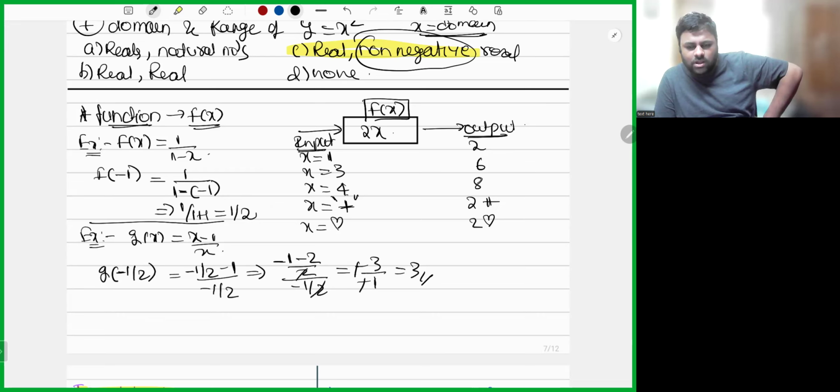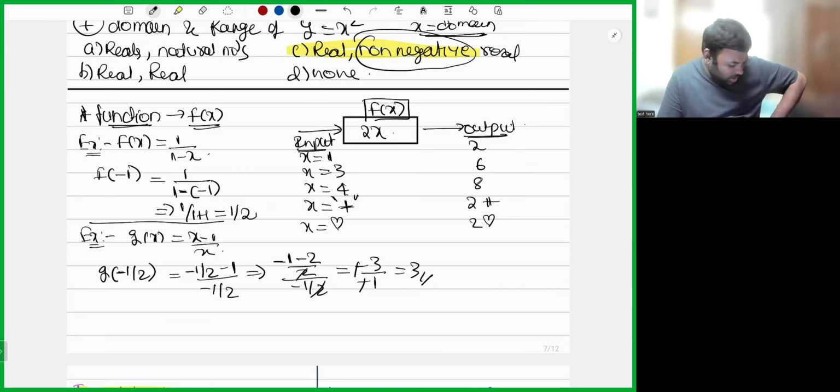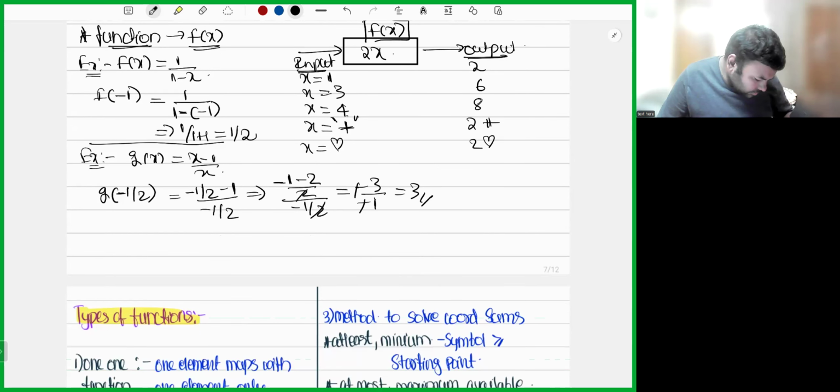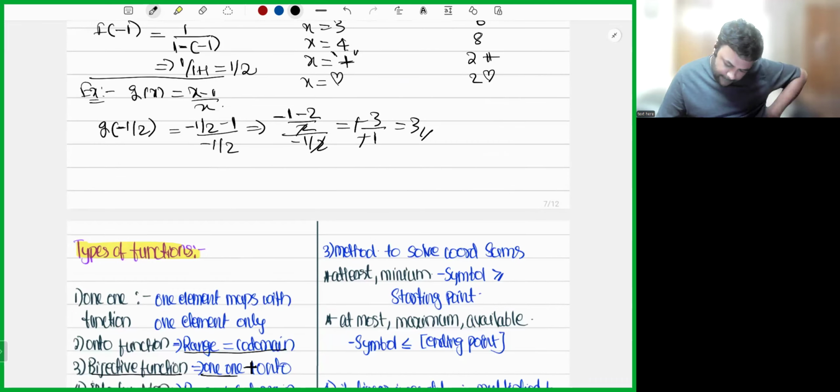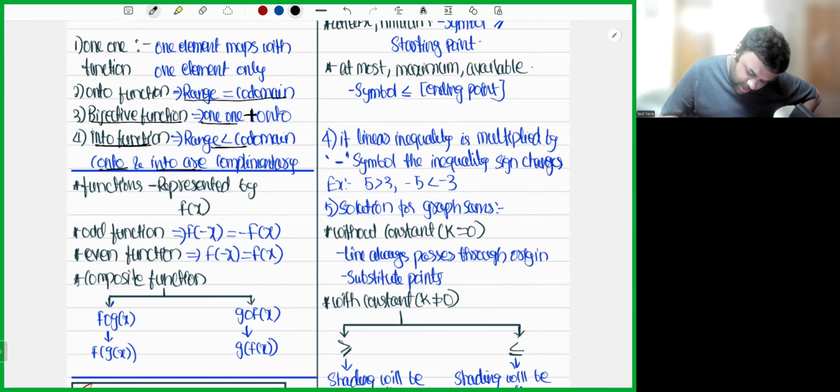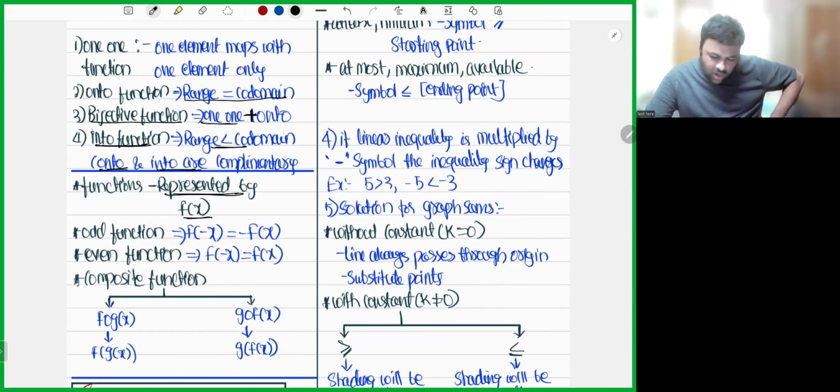So I hope it's clear what is the function. Function is nothing but a machine where you give an input, you are going to get an output. That's it. There's nothing much special. It is always represented by f of x. Now, what is this odd function, even function, and composite function? See here.